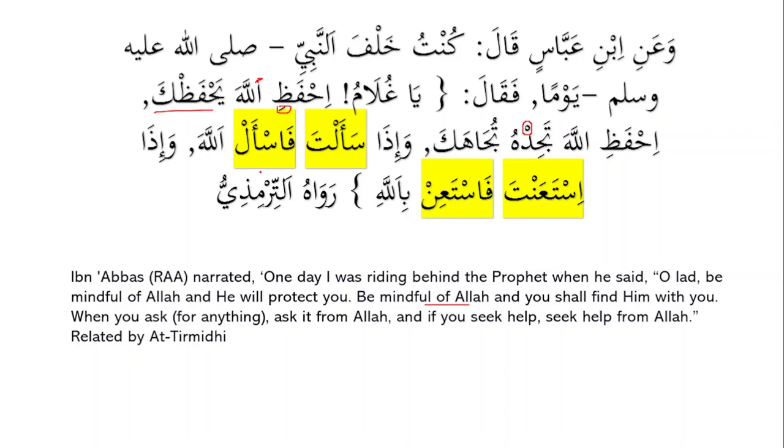وإذا سألت فاسأل الله. What kind? Shart of past. Excellent. So سألت is فعل الشرط, past tense. فاسأل الله. Jawab al-shart is amr. أمر. Excellent. So that's why fa is connected to that. وإذا سألت فاسأل الله.